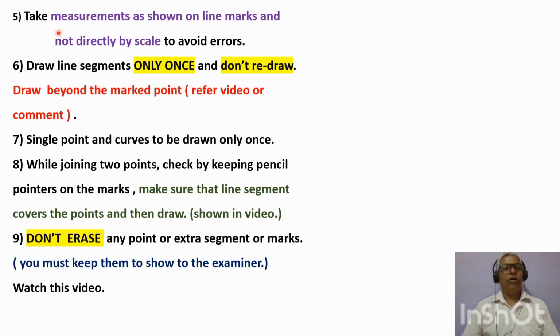I have followed all these rules in my video. We are not supposed to break any rule. The rules which are made by us for the construction are okay, but there are some rules which we cannot break. So this one: a single point and curves to be drawn only once. This is not by the mathematicians. While joining two points, check by keeping the pencil point on the marks, to make sure that the line segment covers the point, and then draw, as shown in the video. This is very important again.